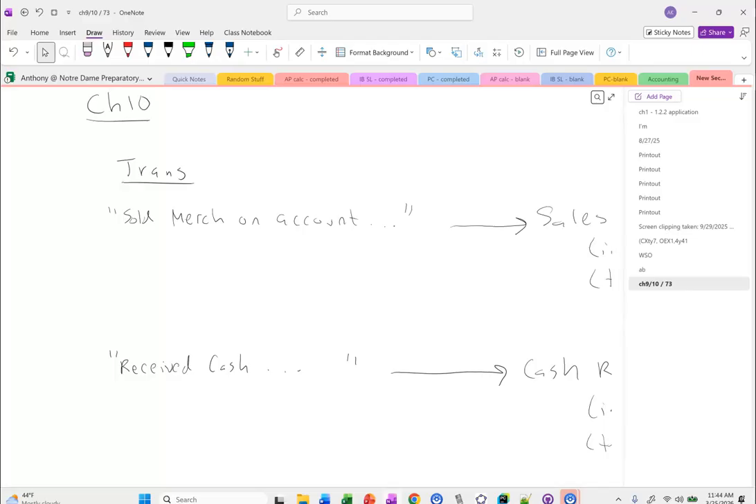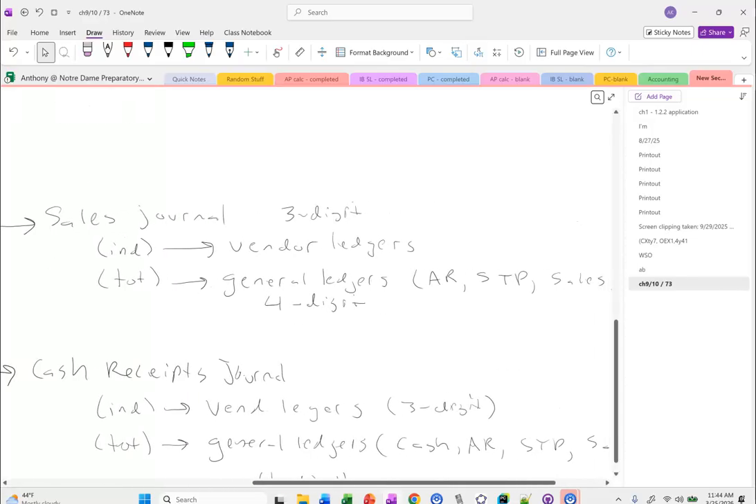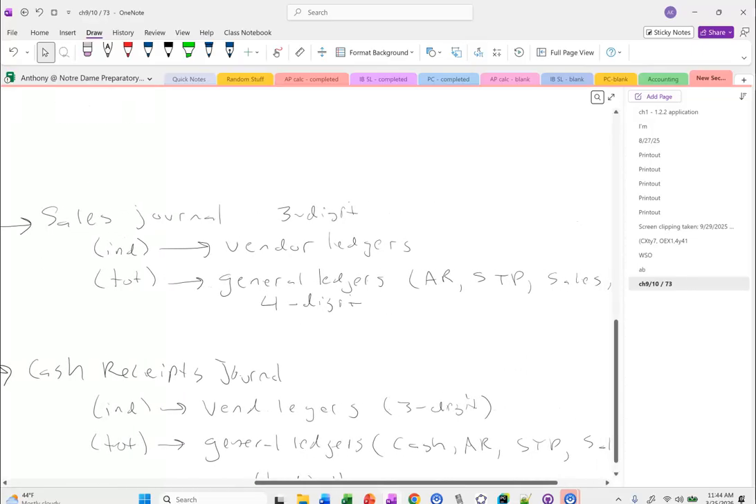Received cash on account, right? So again, we're still receiving cash. It's going to go in the cash receipts journal. But what type of cash are we getting? This is paying back debt, right? Is this a new sale? No, the money they're giving us is for a sale that's already happened.